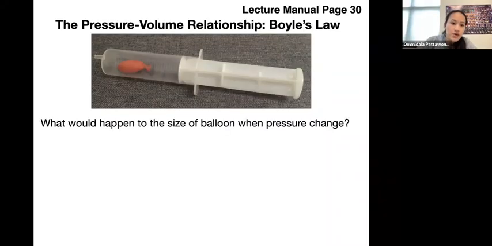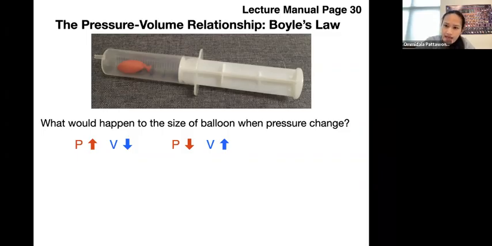From the lecture demo, you will see that the size and the pressure are opposite. As the pressure inside the syringe increases, the volume of the balloon decreases. The size of the balloon decreased. And vice versa, as the pressure decreases, the balloon expands, so the volume increases. Therefore, the relationship between pressure and volume of gas stated by Boyle's law is that pressure and volume are inversely related to each other. They are inversely proportional.